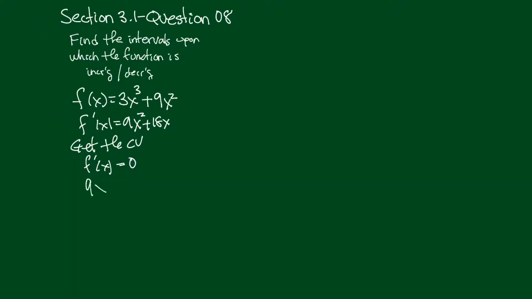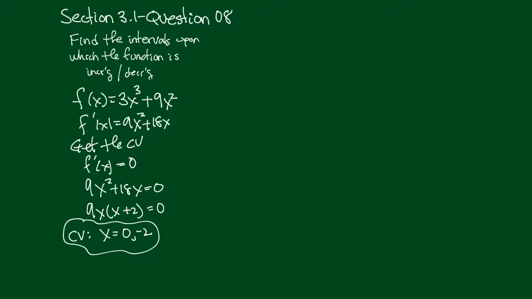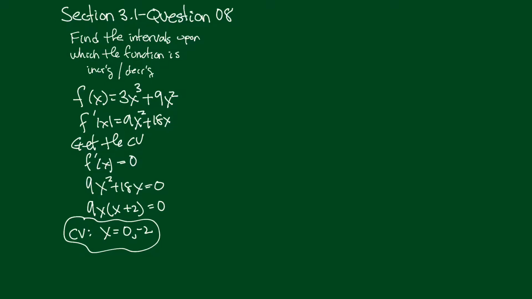So our derivative is 9x squared plus 18x equals 0. We can factor out a 9x, and that will leave us with x plus 2 equals 0. So the critical values we're going to get are at 0 and negative 2. Let me circle those so I can find them again. And now, first of all, I'm going to rewrite f prime in factored form. It looks like this: 9x times x plus 2, and our critical values are x equals negative 2 and 0.